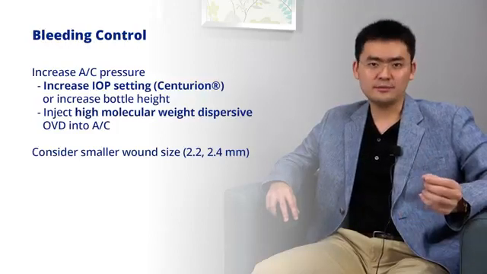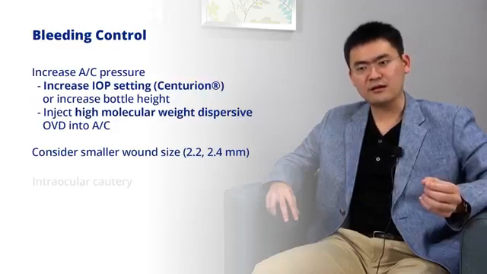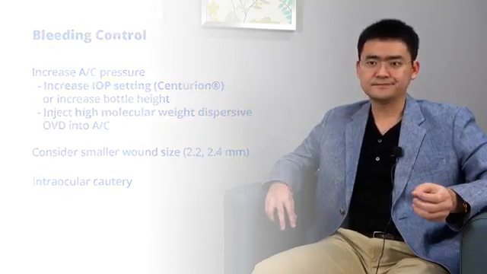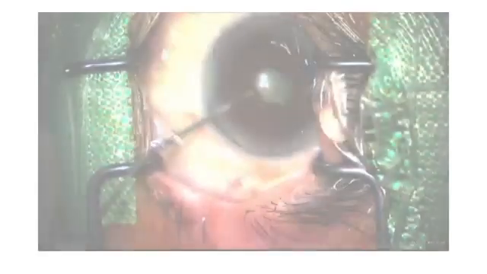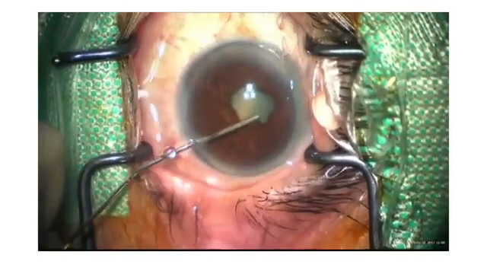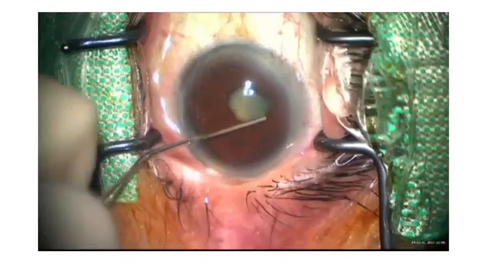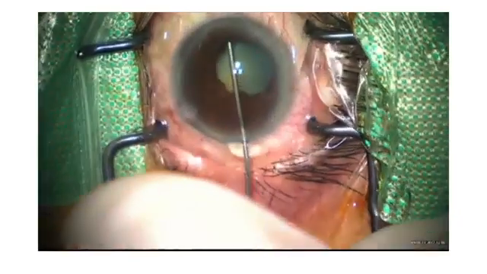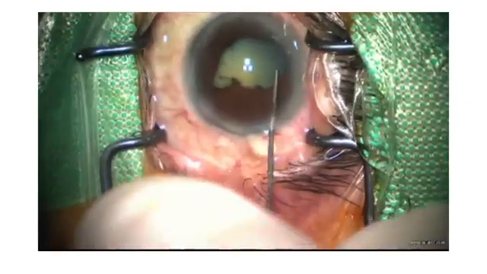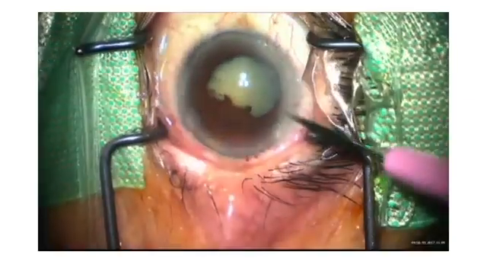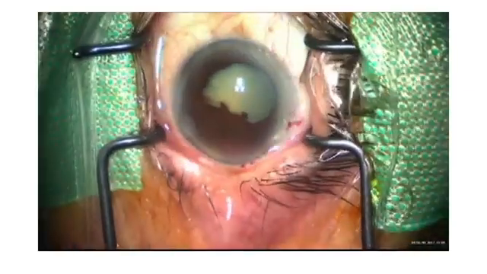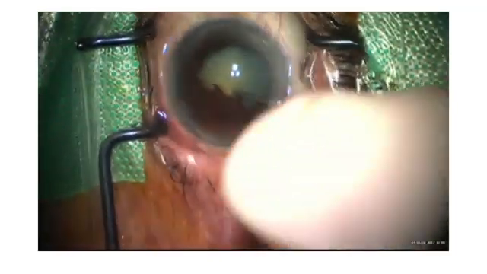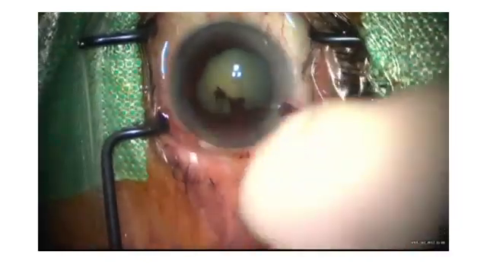If you have bleeding from the iris vessel, intraocular cautery is another way to stop it. This video shows how to do the synechiolysis with the blunt tip cannula and high molecular weight dispersive OVD. You can go with another paracentesis to approach the synechiae from 180 degrees and put the viscoelastic in to dilate the pupil.